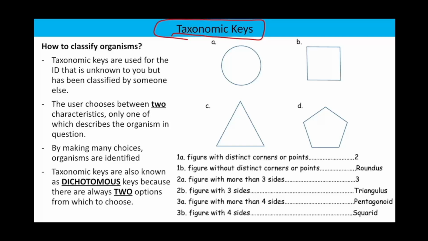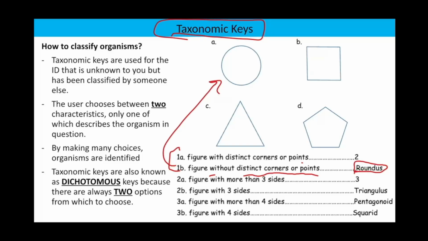So the first thing says the figure with distinct corners or points. Okay, if it has distinct corners or points, then we would go to number 2. Or if it does not, we could look at 1B. So we could start here. Does it have distinct corners or not? If it's a 1B, it says figure without distinct corners or points. Well, then we already know the name. They've made up some names here. Roundus, if it does not have distinct corners or points.